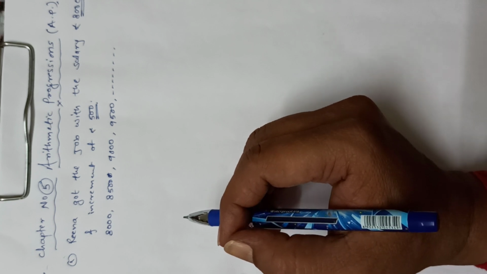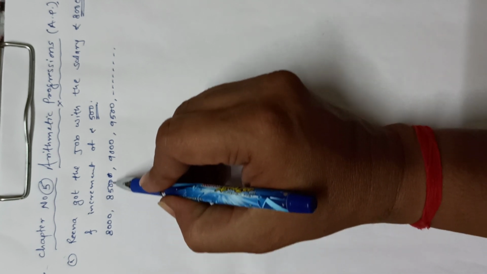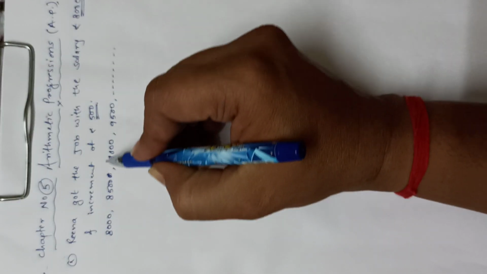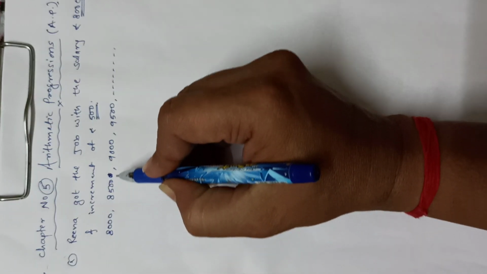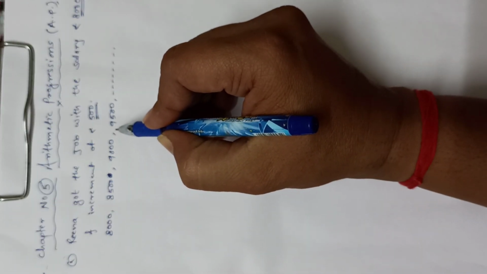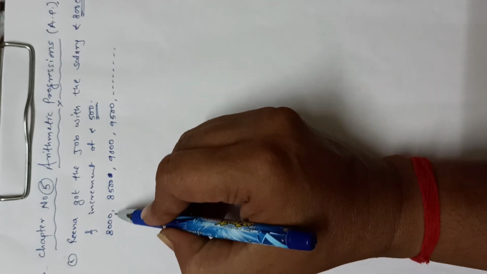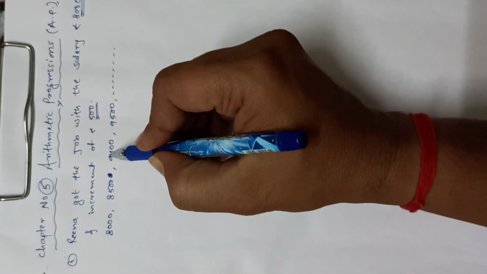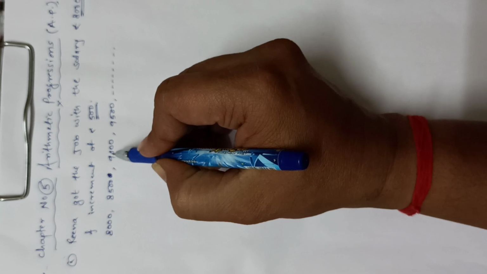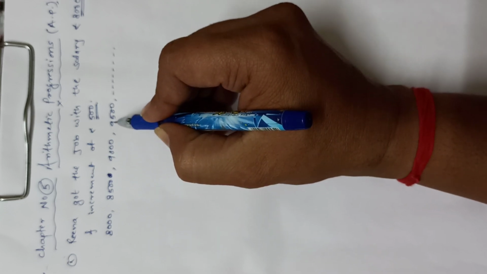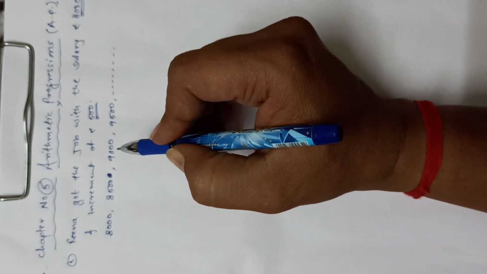Here we observe that these are a series of numbers, or a sequence of numbers. These numbers are following some pattern. Which pattern? The difference between these two is 500. The difference between these two will be 500. Again the difference between these two will be 500. Means they are having some common difference.